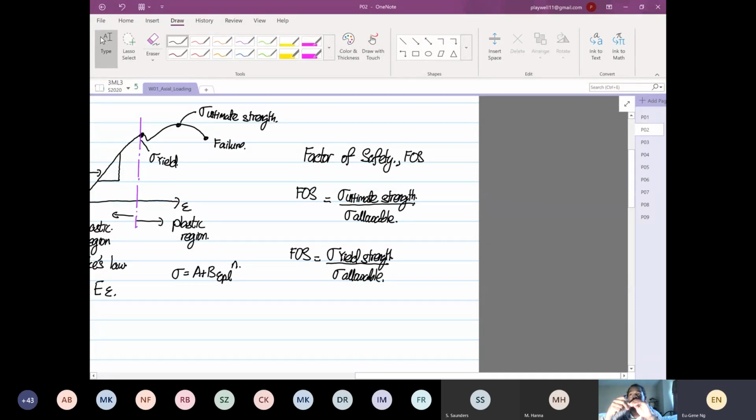Now, the yield strength is absolutely right. But sorry, both of them are right. However, this is important. This formula over here can only be used for brittle material.